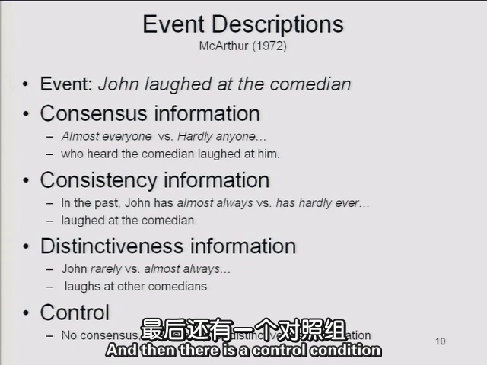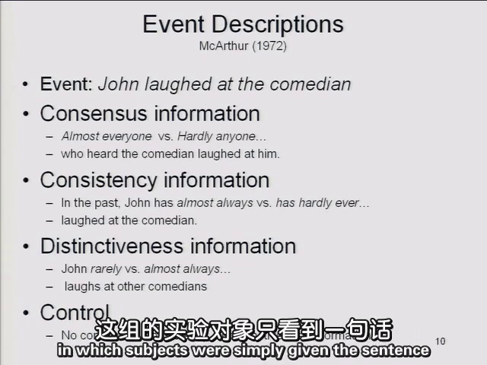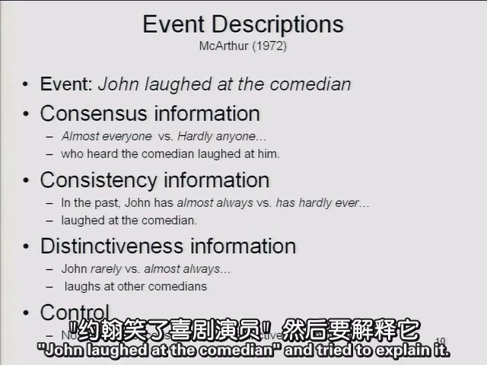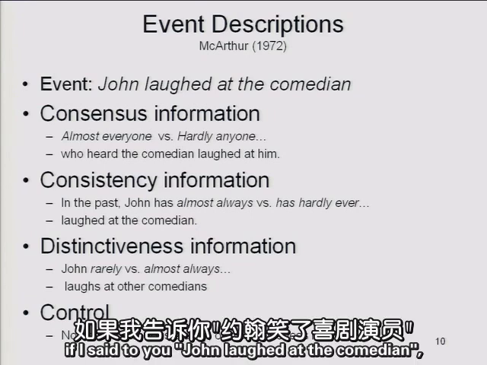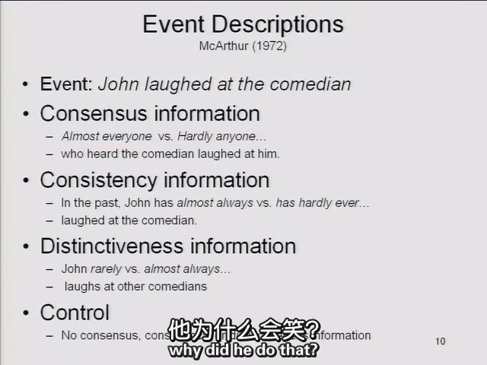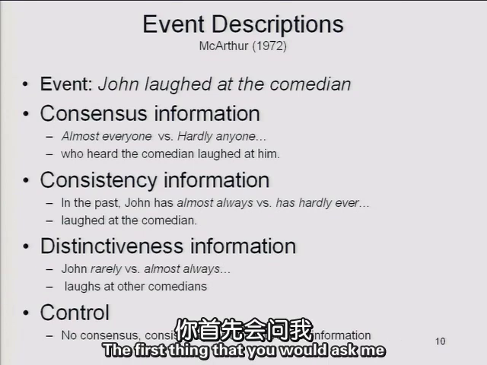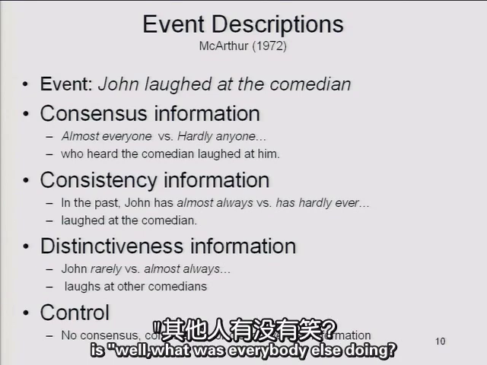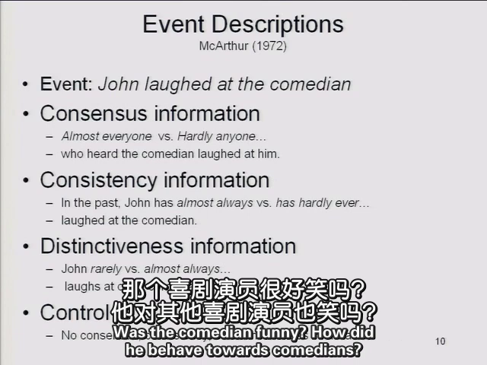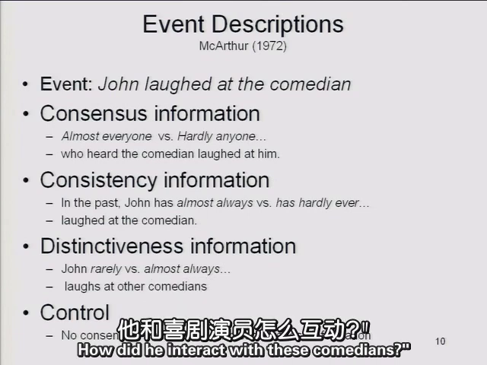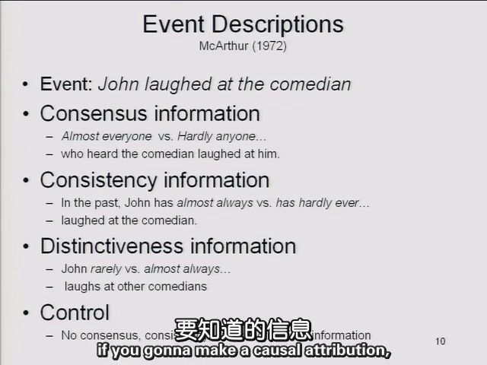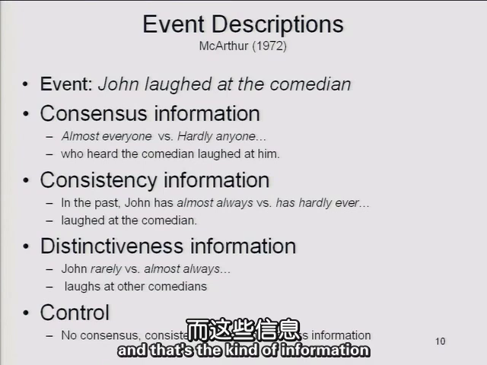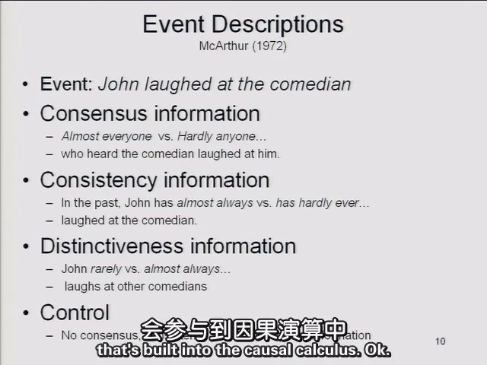And then there's a control condition in which subjects were simply given the sentence, John laughed at the comedian, and tried to explain it. Of course, if you think about this for a second, okay, if I said to you, John laughed at the comedian, why did he do that? The first things you'd ask me is, well, what was everybody else doing? Was the comedian funny? How does he behave towards comedians? How does he interact with these comedians? That's exactly the kind of information you want if you're going to make a causal attribution, and that's the kind of information that's built into the causal calculus.